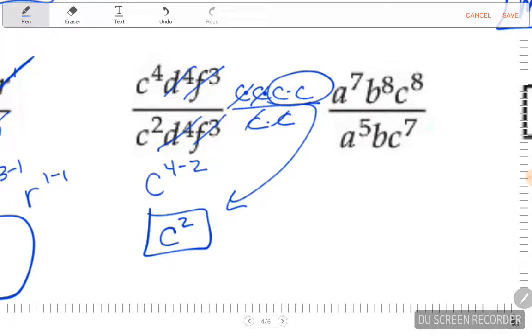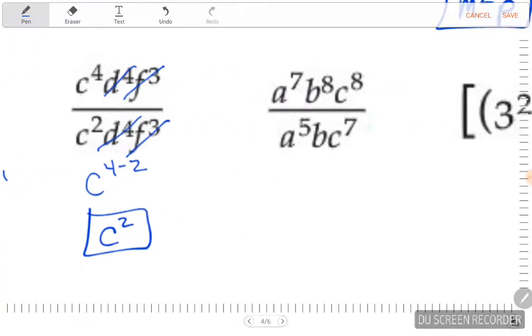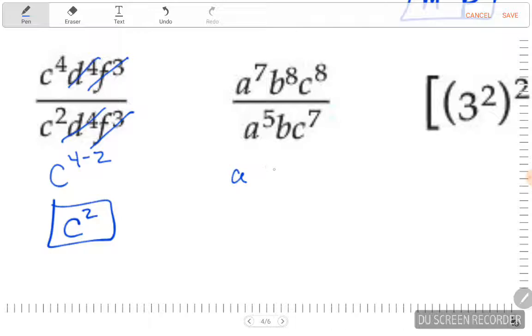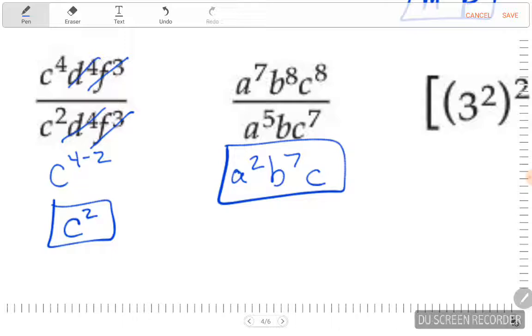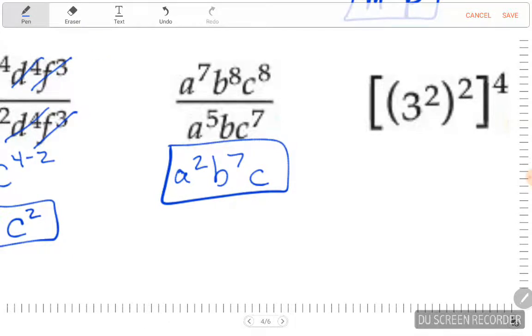Okay, looking now at the last division example. I know it's going to have A, B, and C. A has a 7 and a 5. 7 minus 5 gives me 2. B has 8 on top, 1 on the bottom. 8 minus 1 gives me 7. C has 8 on the top, 7 on the bottom. 8 minus 7 gives me 1, which I could just leave as C. So there's my answer there.